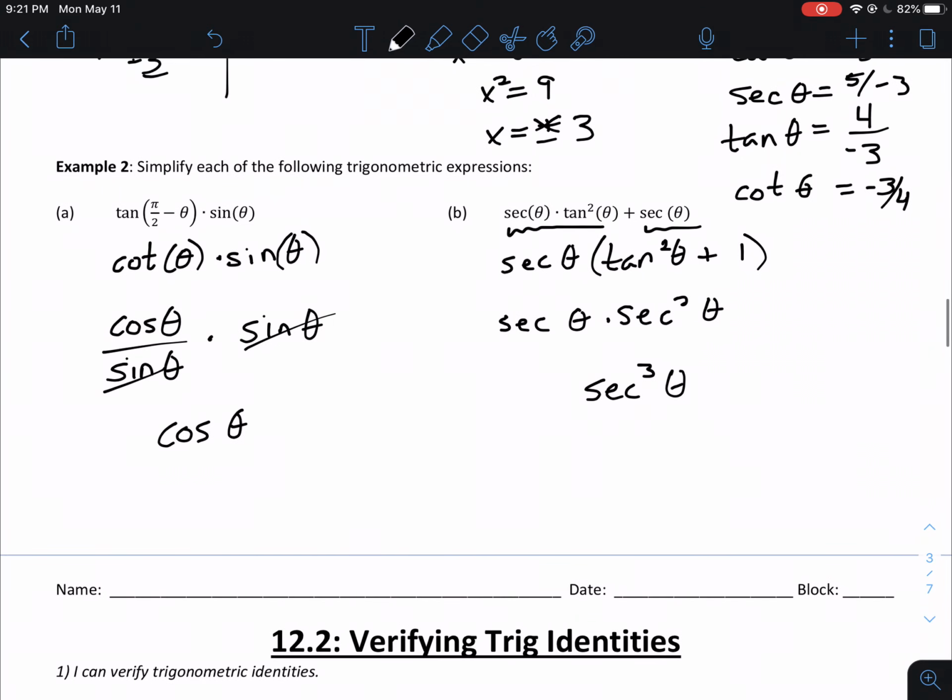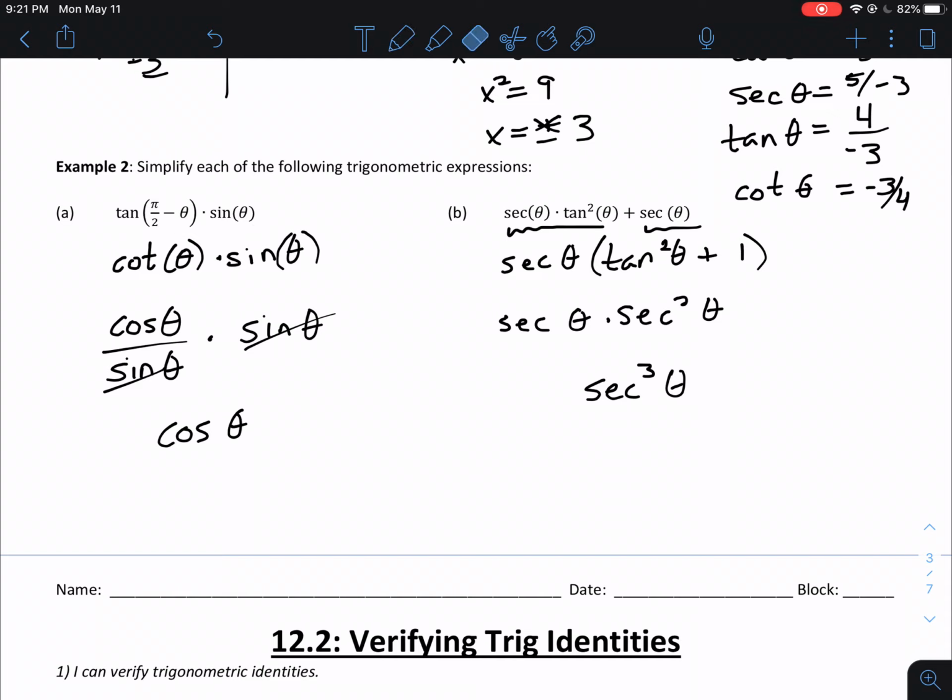In 12.1 example 2, we did some work with trigonometric identities, but we were only working with a single expression. So we were just working with kind of one side of an equation, if you want to think about it that way. We didn't really have an equation, to be honest. Today, though, we're going to be working with equations.